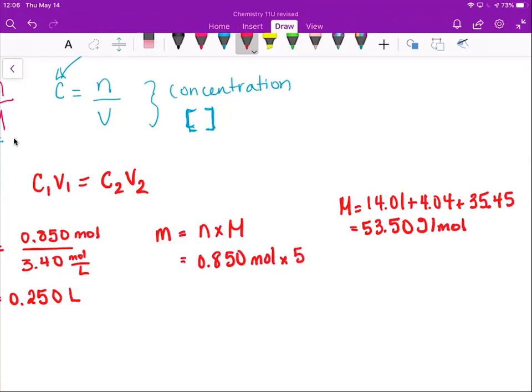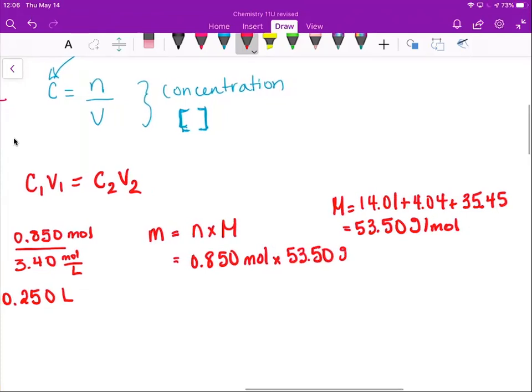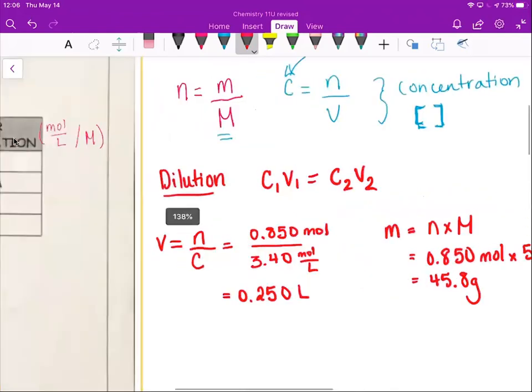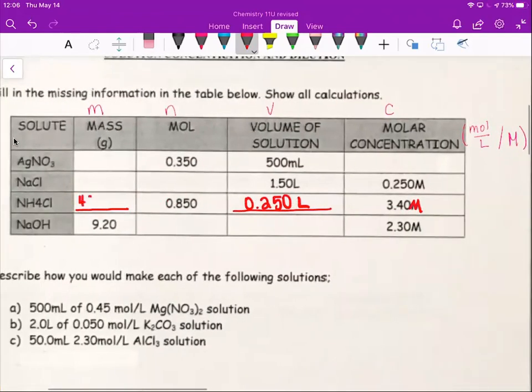So I multiply the number of moles by 53.50 grams per mole. And again, I need 3 significant digits. So when I round 45.475, 45.8 grams. And those are the two equations that are very important for solution stoichiometry, and you will use them throughout this unit and up until next year. Okay, so the concentration formula as well as the molar mass and mass formula.